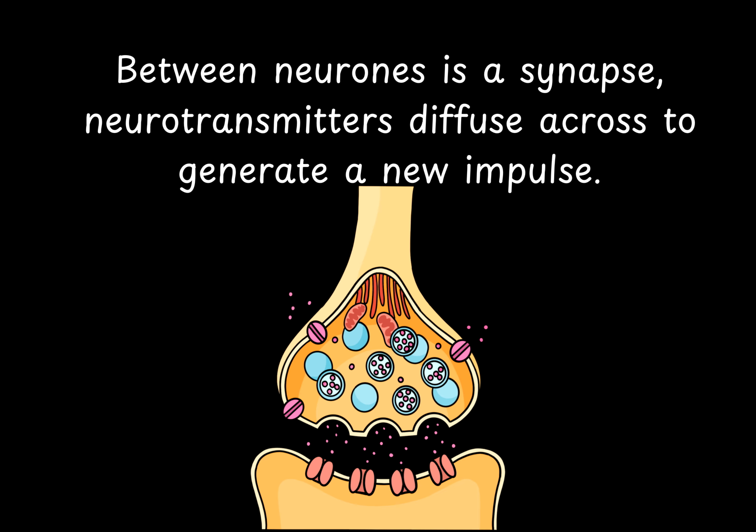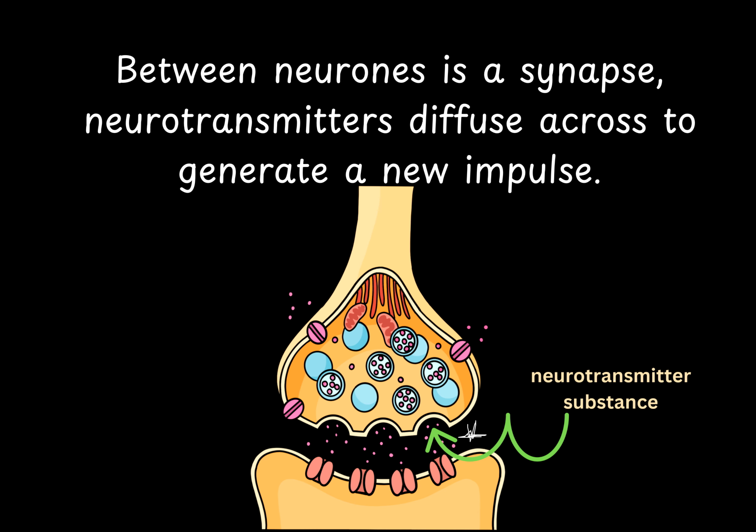Let us read. It says between neurons is a synapse. So they're talking about this gap right here. This is what we call the synapse. Neurotransmitters diffuse across to generate a new impulse. These little pink dots represent the neurotransmitter substances.